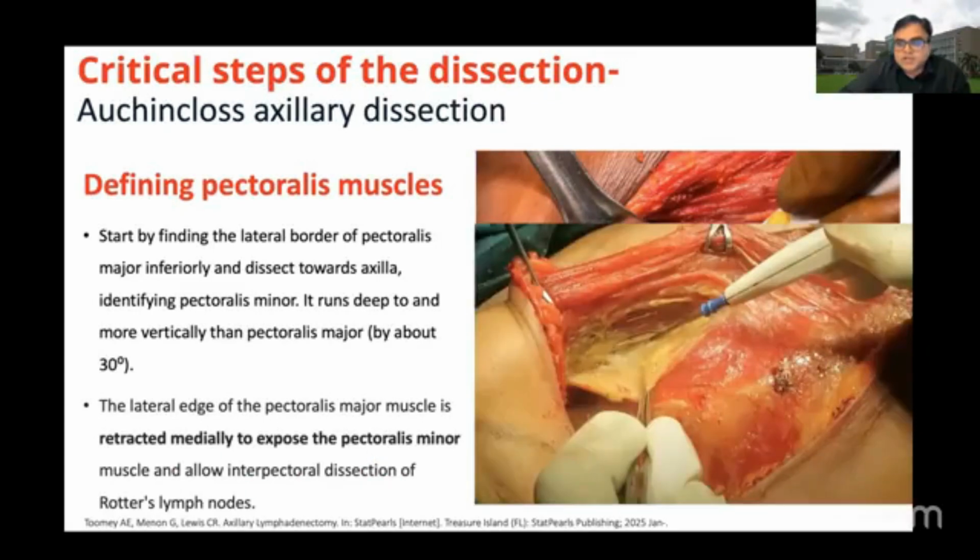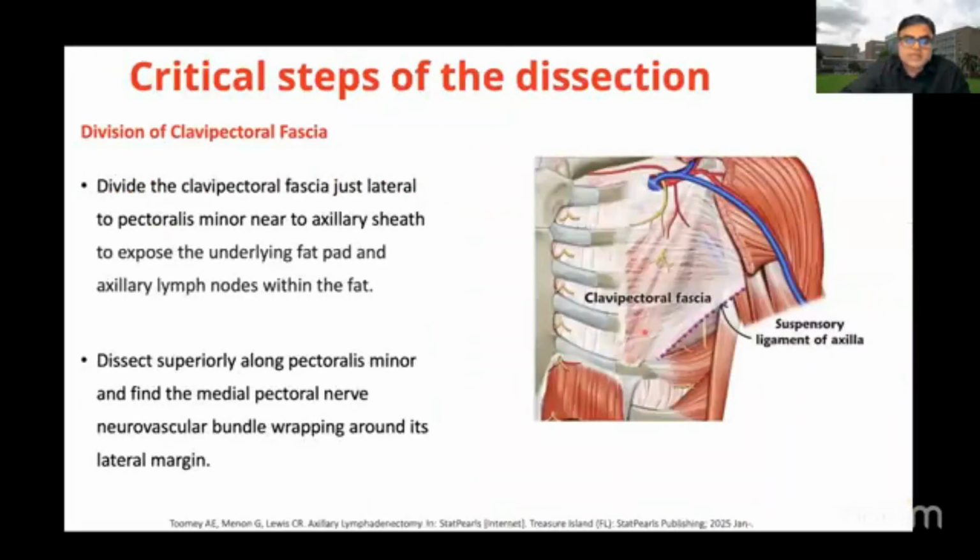So this is the pectoralis major muscle pulled up with the help of a retractor. Then you can do interpectoral fat dissection and take out the interpectoral nodes. Once it is done, then you reach the pectoralis minor muscle. There is a role of the clavipectoral fascia. Here you can see the clavipectoral fascia.